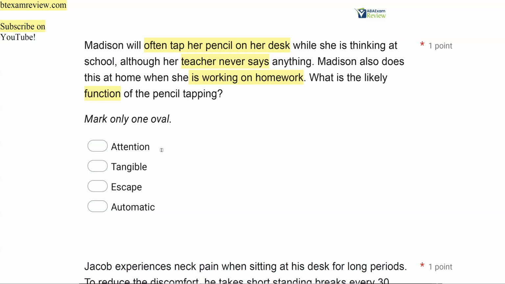Well, we just ruled out attention, right? Nobody is giving Madison attention for tapping the pencil. It isn't tangible. Madison isn't receiving anything for tapping the pencil. It's not escape. There doesn't appear to be any escape happening here. It's likely automatic. Madison is doing this in multiple locations, never receiving anything from a social party or a second person. So it appears this is either an automatic or a sensory function of the pencil tapping.